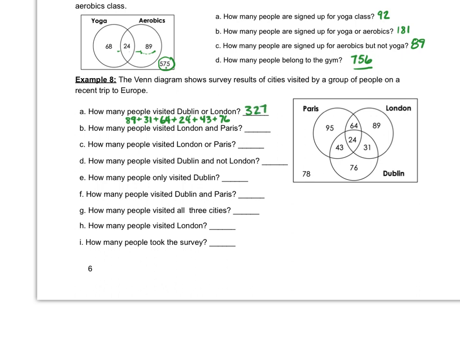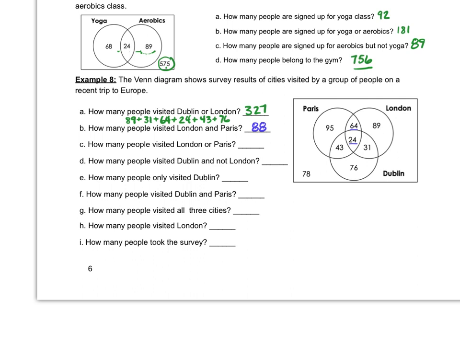or London. How many people visited London and Paris? So we're looking for that combo number, right? So London and Paris. Those guys visited London and Paris. These guys visited London and Paris. So for a total of 88 people.